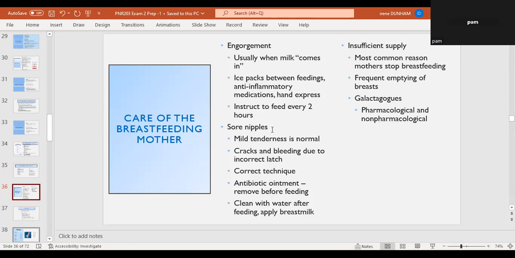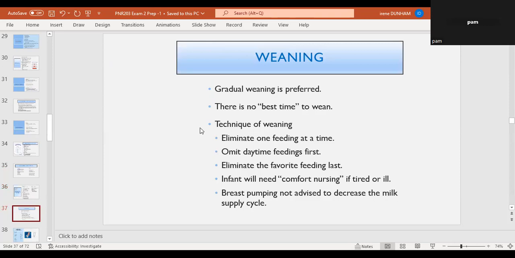You may have some sore nipples. And remember I told you sore nipples lead to cracks and bleeding due to incorrect latchment. So you want to make sure that you are looking at the latching, and you clean with water after every feeding. Okay. All right. So those are things that you take note of. And note too, whatever you eat goes right through the breast to baby. Okay, and I want to touch on weaning.